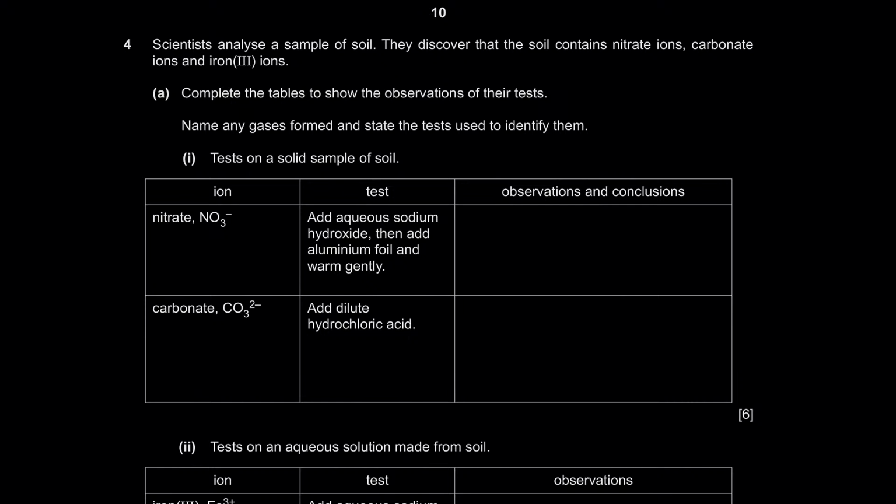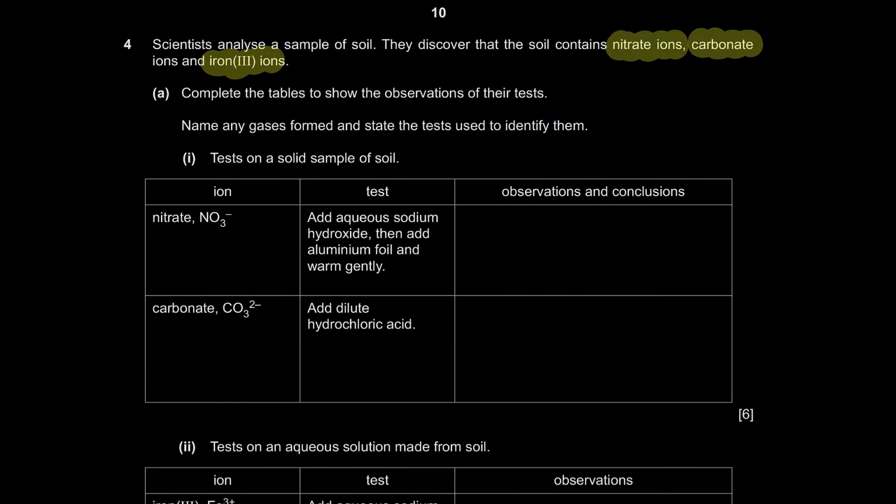Okay. Scientists analyze a sample of soil. They discover that, did we go a little too fast? Okay, they discover that the soil contains nitrate ions, carbonate ions, and iron 3 ions. Complete the table to show the observations of their test. Name any gases formed and state the test used to identify them. Test on a solid sample of soil. Add aqueous sodium hydroxide, then add aluminum foil and warm gently. That's a test for nitrate ions.